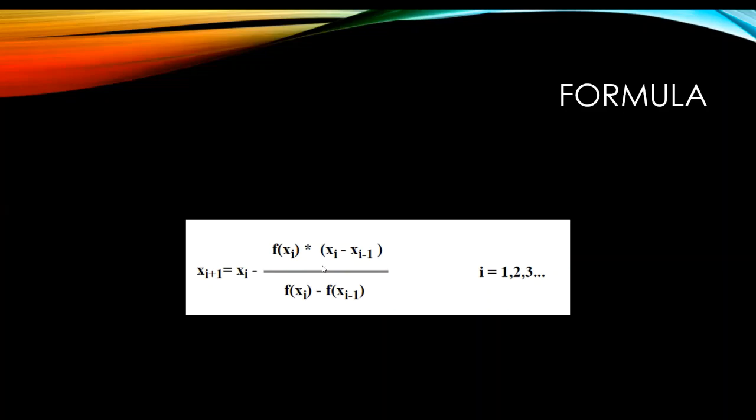So that is the algorithm behind the secant method. This is easier compared with Newton-Raphson, because in Newton-Raphson, again, we need to define the first derivative, but here we're just using the function to define the approximate root. Okay, so let's have an example.